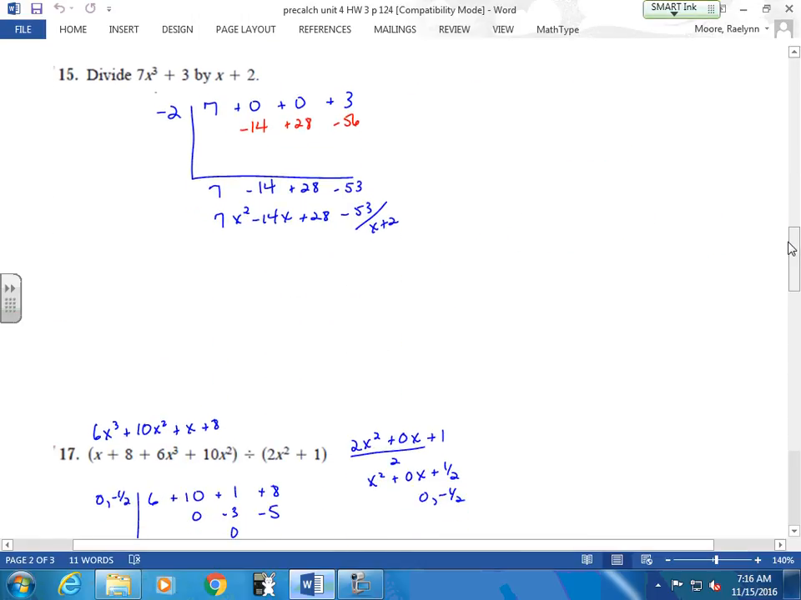Okay? This one was missing an x squared and an x to the 1. 3, 2, 1, 0. Count them down.